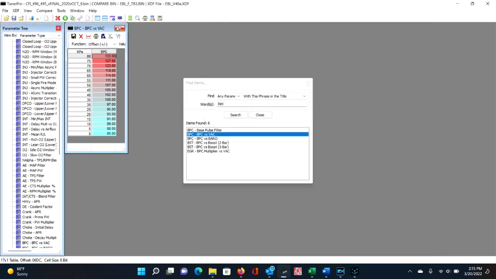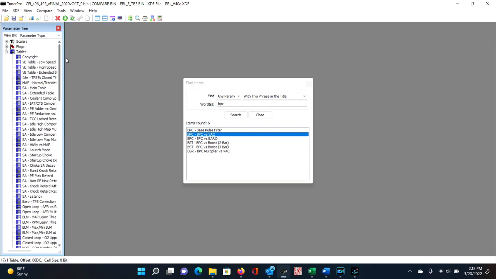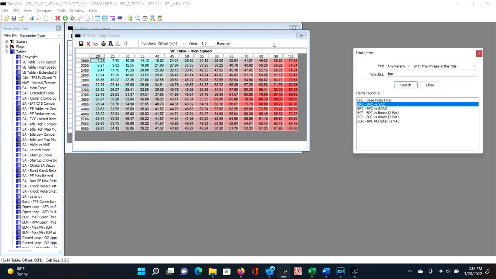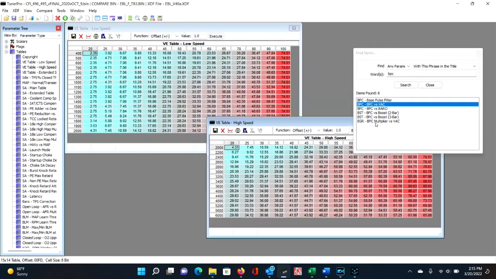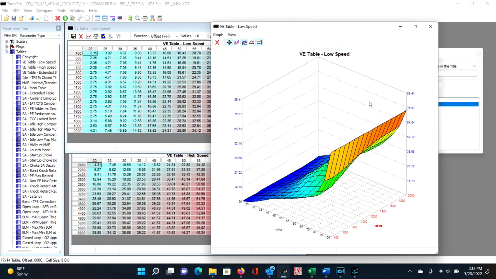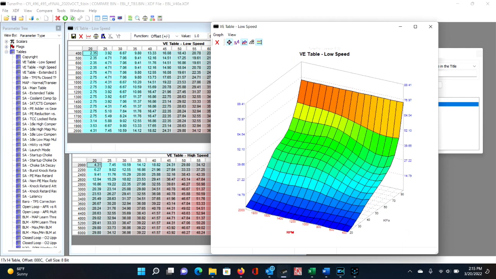Let's go ahead. We're going to move on, and I'm going to talk about VE. So let's go up into the table here for low speed and high speed VE. Let's look at this graphically. I'm going to move these tables around for just a minute here, and we're going to look at this in terms of what the table looks like.